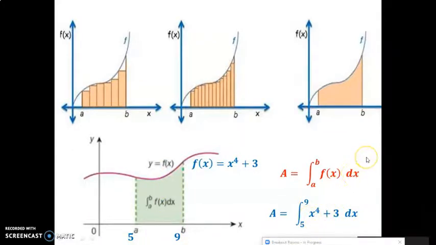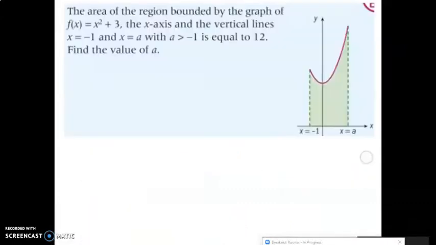Let's take this a step forward now. Let's take a step forward in integration and finding areas. So let's look at this one to begin here first. We have the area bounded by a curve, and here's the function, the x-axis, and two vertical lines, x equals -1 and x equals a. We don't know what value this is. And we have an area, and it says the area is equal to 12.